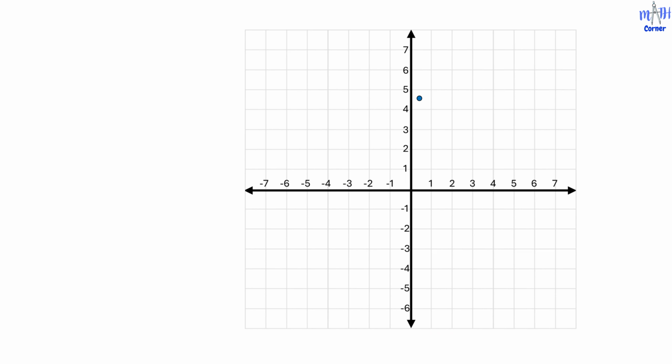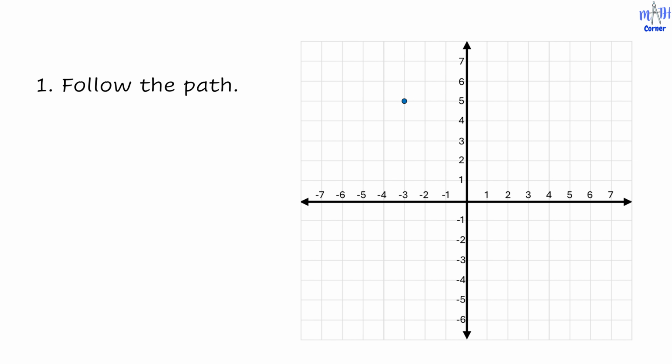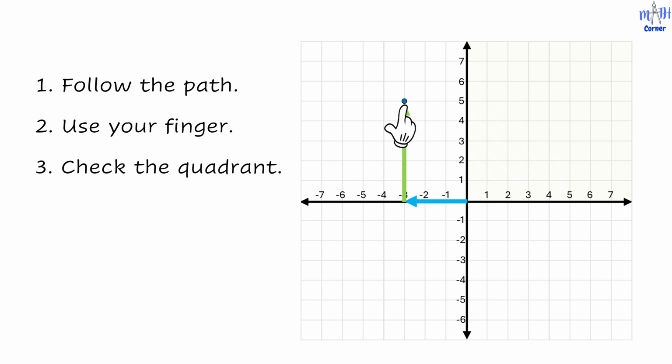Here are some fast tricks. Trick number 1. Follow the path. Go sideways first, then vertical. Trick number 2. Use your finger or your cursor. Trace the point to the axis. Trick number 3. Check the quadrant. The quadrant helps you predict the signs quickly.